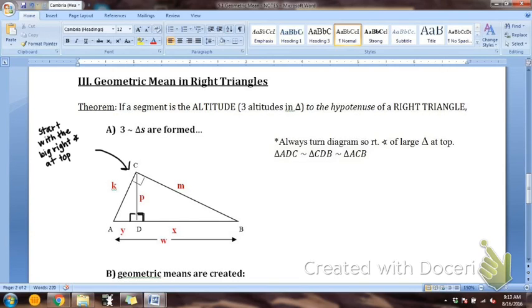Now, each of these pieces, you can see all the red letters, they all have specific names, okay? These names are never going to change. They're never going to move around. As long as you have the big right angle at the top, these sides are never going to move around. All right, so let's label them with what they actually are.